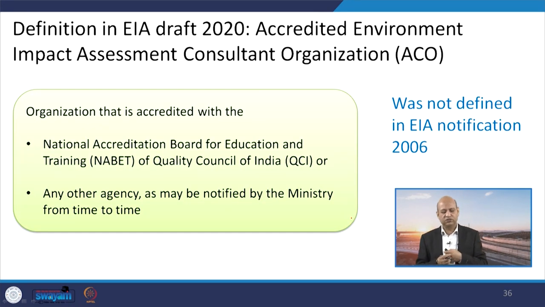Then there are certain terms which have been defined in 2020 which were not defined properly in 2006. For example, the EIA should be done by accredited environmental assessment groups or people, those organizations which are assessment consultant organizations, and they should be accredited by NABET, the National Accreditation Board for Education and Training of the Quality Council of India.